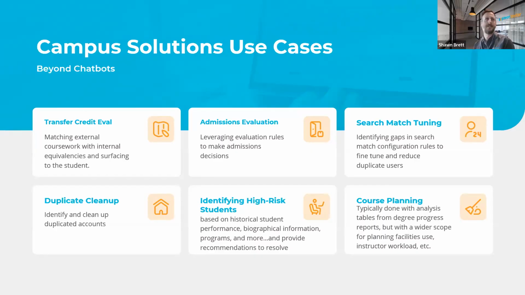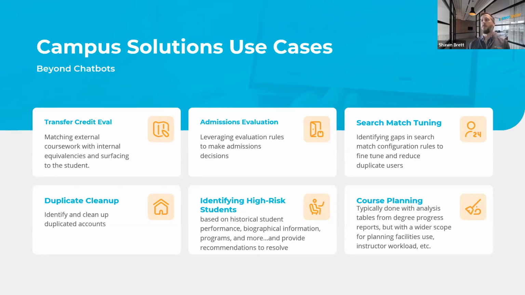Identifying high-risk students: take a look at everyone's historical performance, their biographical information, programs that they've taken, maybe meetings they've had with their advisors that you have notes on, all that information that's available in Campus Solutions to help identify and provide recommendations on resolving issues that they might be running into.